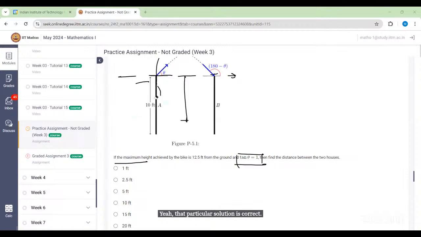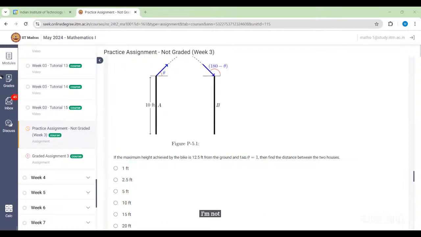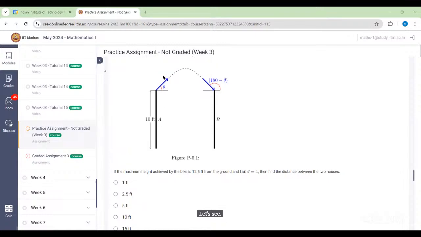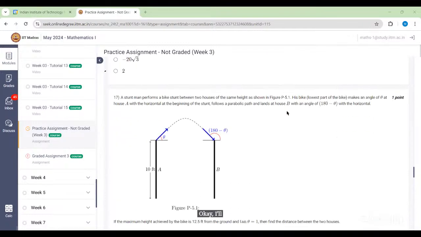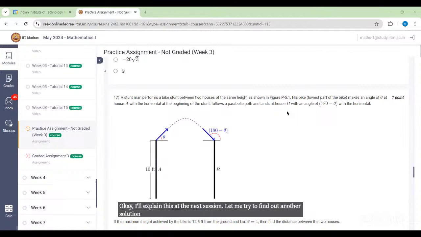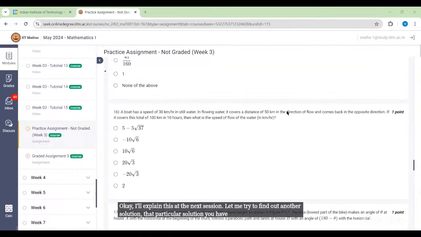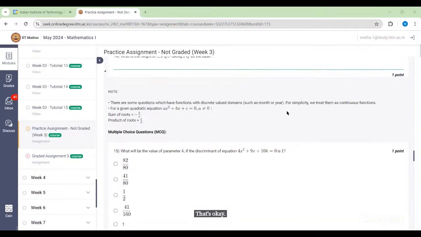Yeah, that particular solution is correct. But that's a little bookish, right? I'm not convinced by that particular formula. So, okay, I'll try to find another way. I'll explain this at the next session. Let me try to find another solution for that particular question. That's okay. But let's see, any other question we can try?